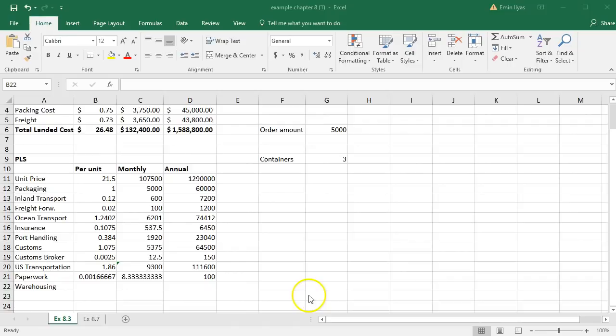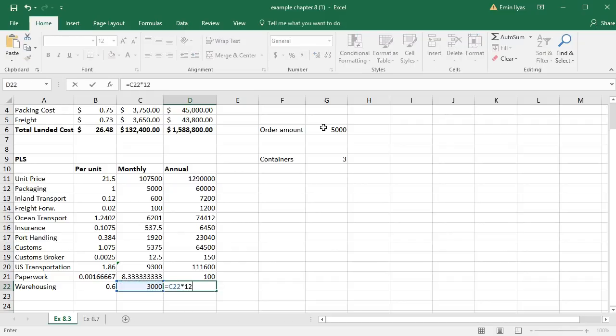We come to our Excel. So it said each month they have to hold 1,000 units at $3 per unit, which will create us additional $3,000 expense per month. And per unit it will be this divided by 5,000. And annual will be this times 12.